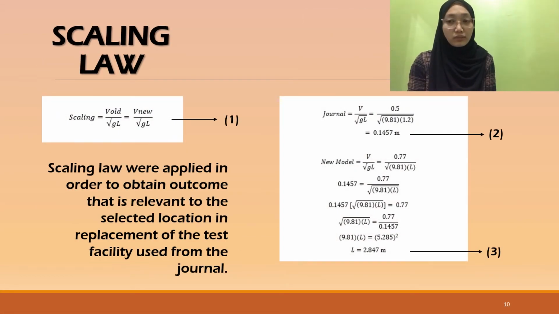The modified geometry of the turbine will implement the scaling law in order to obtain the outcome result that is relevant to the selected location, in replacement of the different test facility used in the journal. For your information, scaling law is also known as the Froude number, which describes a different flow regime of an open channel flow.